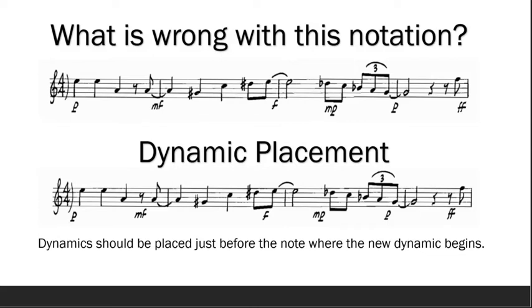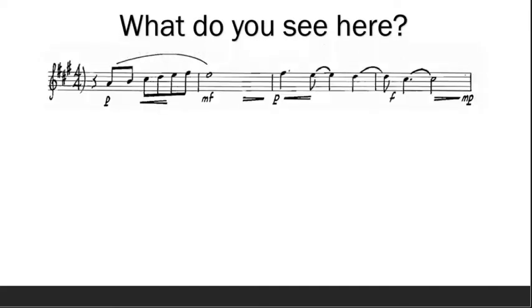Now, in reality, there would probably be some crescendos between the MF and the F and the MP and the P, but you never know. But this is one that I did not do so well. I generally put it under the note. You're supposed to put it just before the note. So you will have to move those around a little bit when you lay out your parts and score. Moving on, what do you see here?